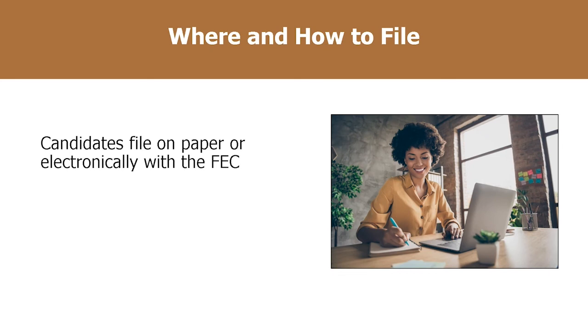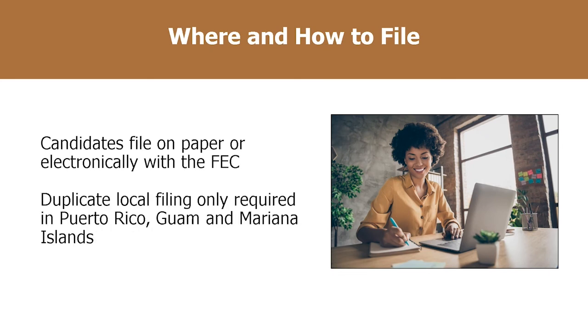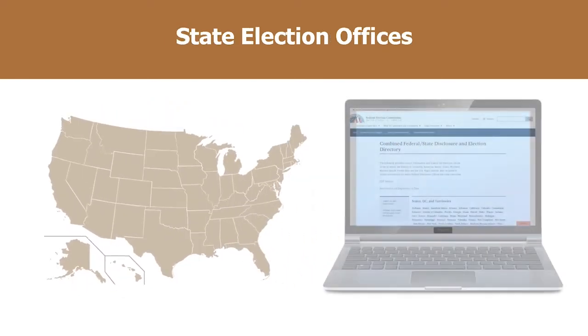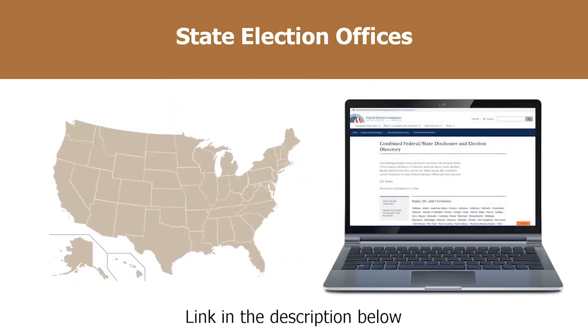Candidates and committees file their documents on paper or electronically with the FEC. Duplicate registration and reporting with state election offices is no longer required in most jurisdictions. However, candidates running in Puerto Rico, Guam, and the Mariana Islands must continue to file copies of all reports and statements with their local election offices. Addresses and phone numbers for state election offices are available on our website.